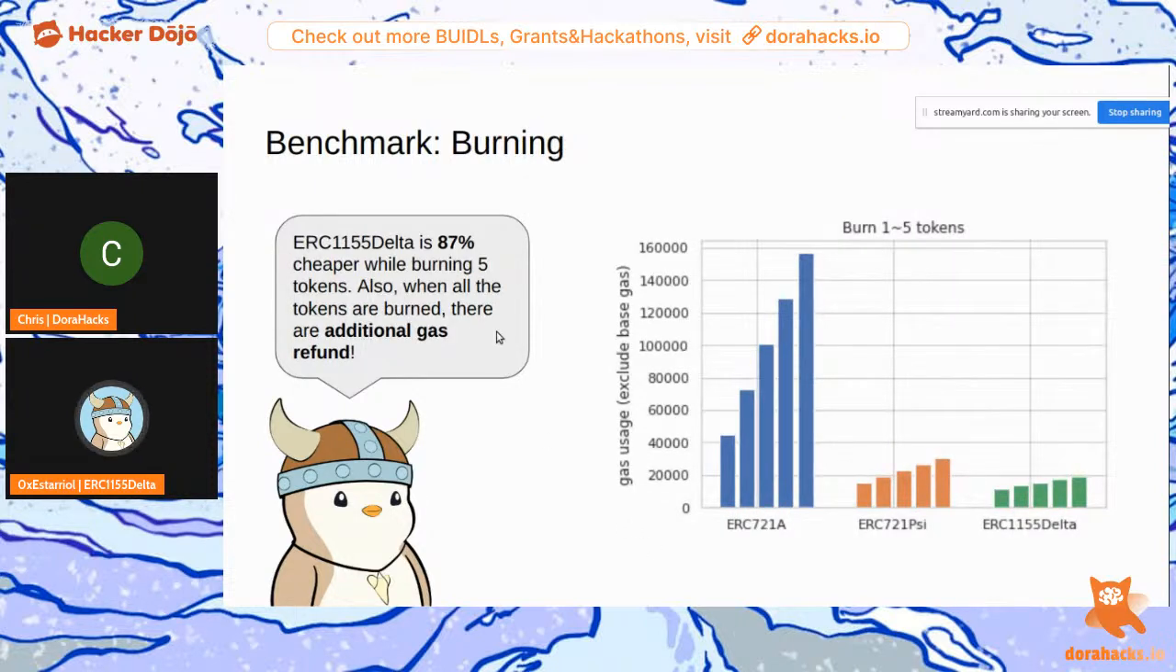Burning is the part where ERC 1155 Delta truly shines. For burning 5 tokens at once, ERC 1155 Delta saves almost 90% of the gas usage. This makes it an ideal choice for applications that require token burning. For example, RTFKT's forging token or Rocket Factory are two examples that just require token burning. And in addition, if all the tokens are burned, there will be additional gas savings to even lower the gas usage.